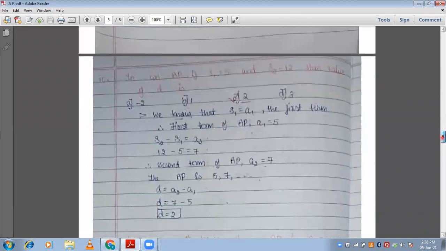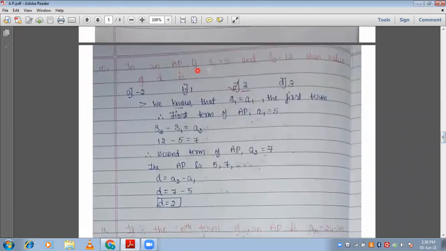Next, 10th question. In an AP, if S1 is equal to 5, S2 is equal to 12, then the value of d is dash. Yes, we know an is equal to Sn minus Sn minus 1. This is the formula. Okay. So a1 is S1, obviously.